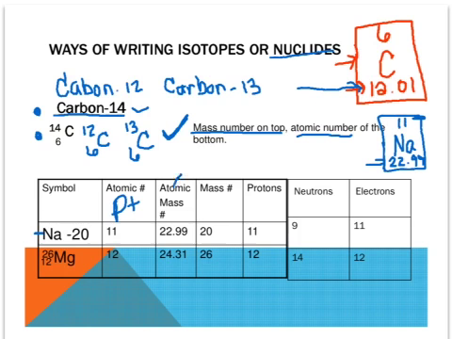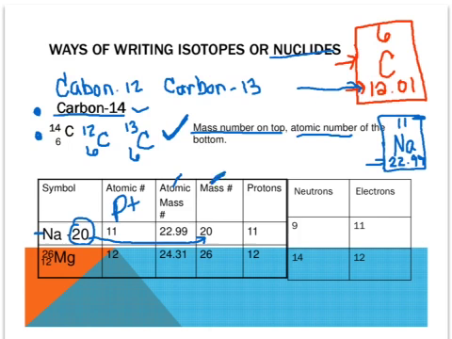The mass number is this number. I am talking about a very specific isotope of sodium. I want sodium with a mass of 20. Protons, again, is identified by the atomic number. The electrons, because we're talking about electrically neutral atoms, are going to be the same as the protons. And then the neutrons, remember what mass number is.